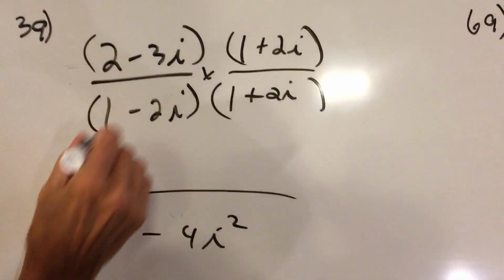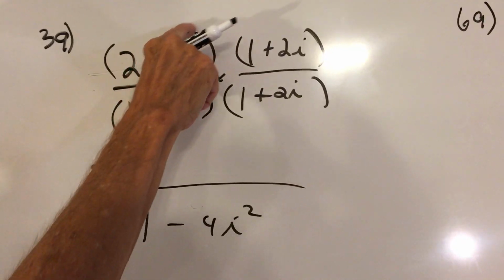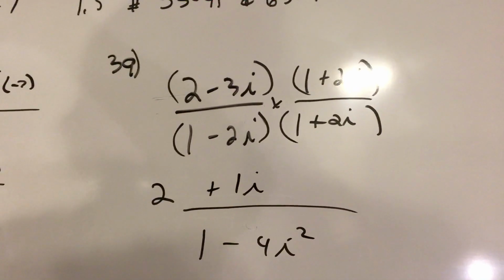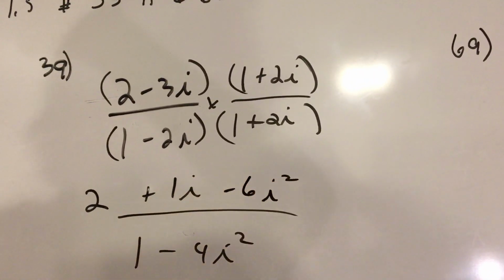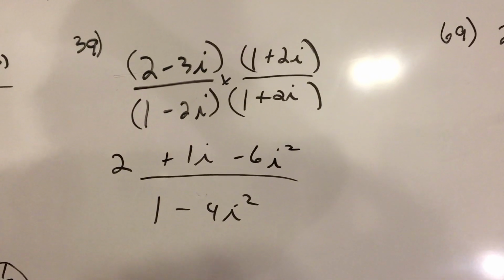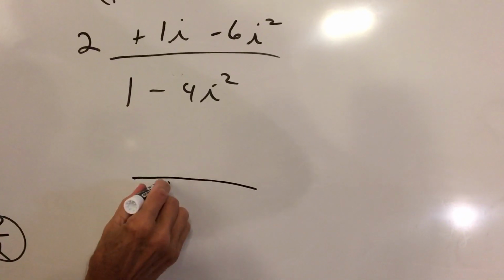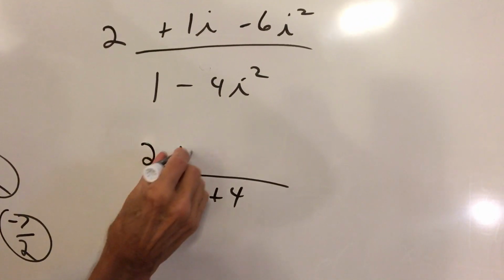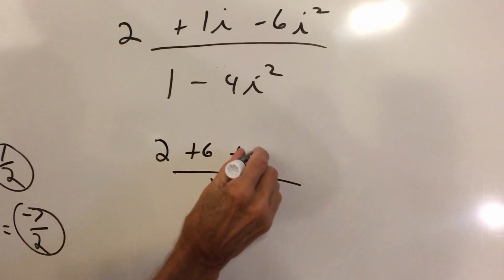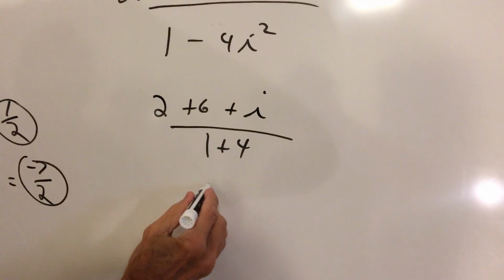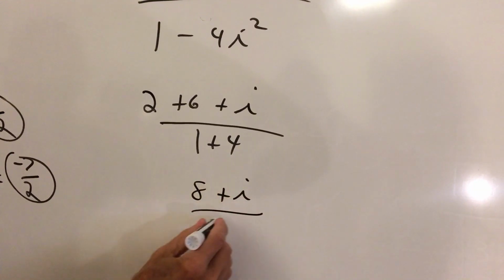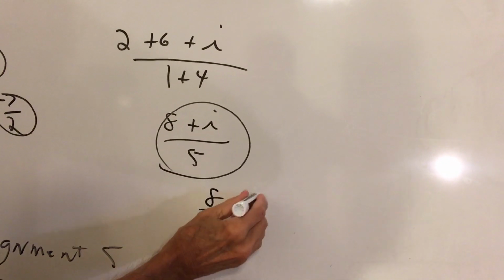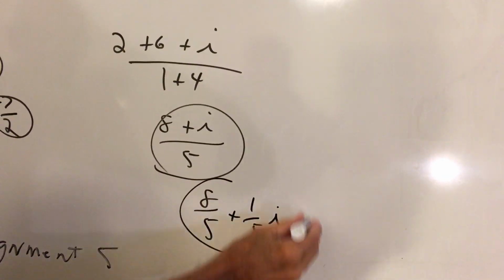In the numerator, 2 times 1 is 2, negative 3i and positive 4i is plus 1i, and minus 6i squared. But remember, i squared is negative 1. So this becomes 1 plus 4, and this becomes 2 plus 6 plus i. Well, that's 8 plus i over 5. That's good, or you can write it as 8 fifths plus 1/5 i.